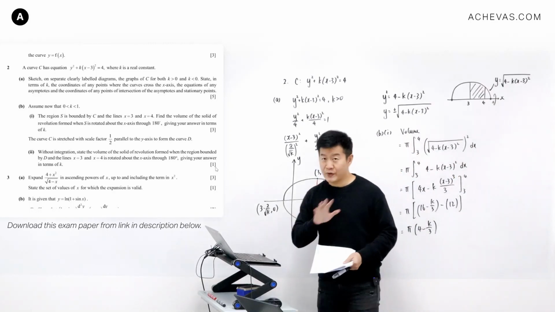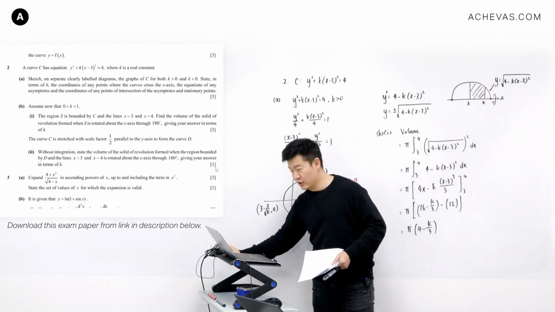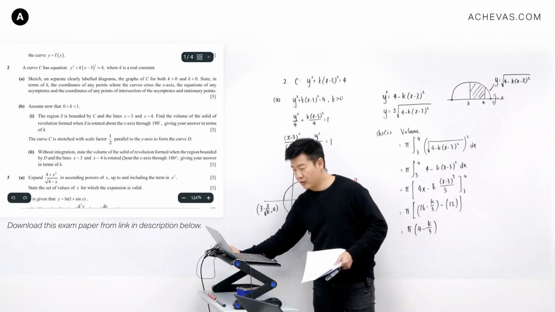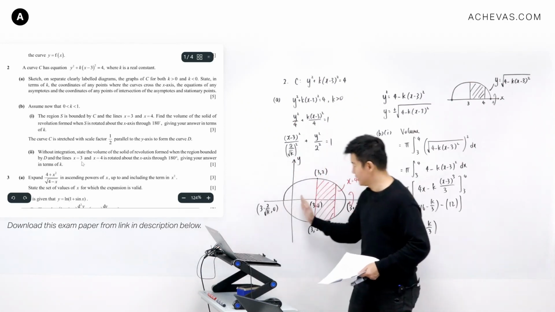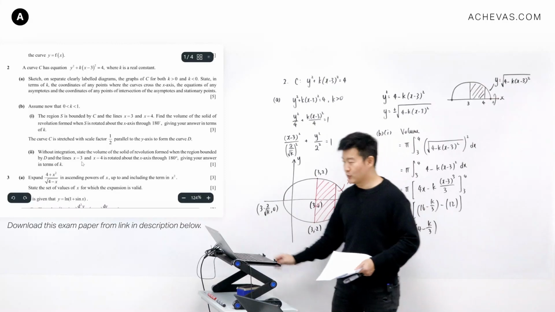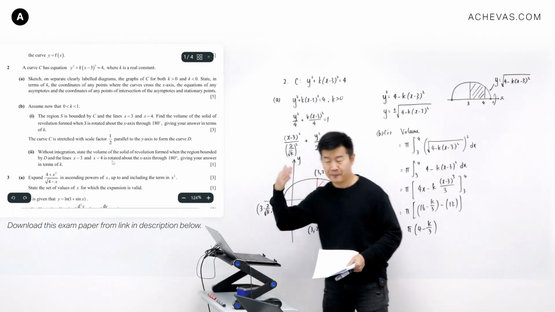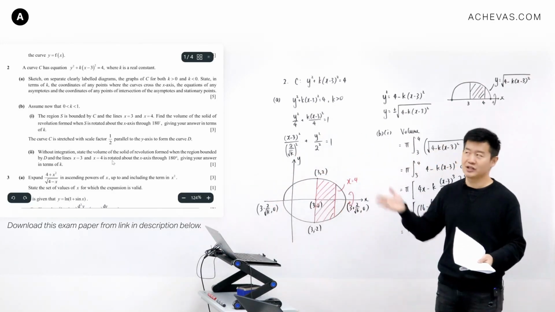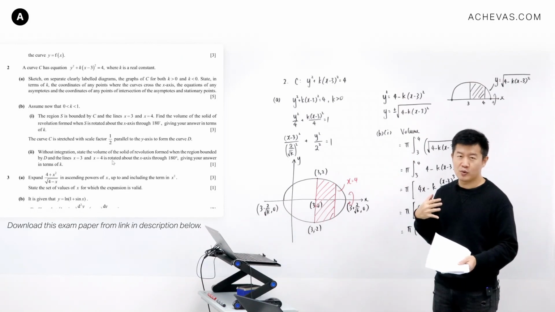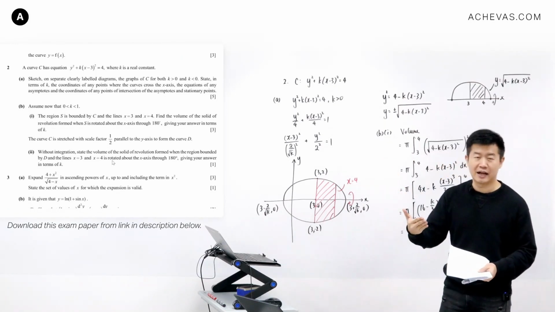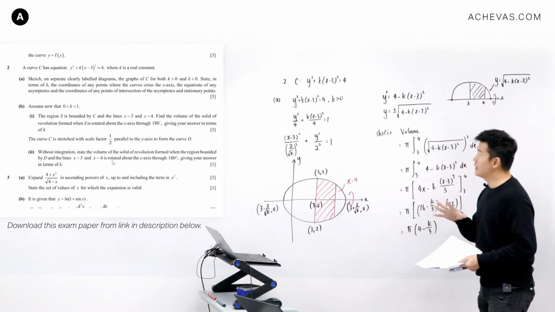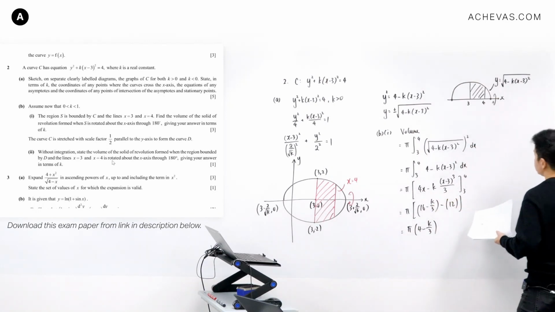And without carrying out any further integration, we are supposed to find the volume of this new curve. For the region that is bounded by this new curve and the line x is equal to 3, the same line, and x is equal to 4, it is going to be rotated by 180 degrees with respect to the x-axis. And it is just 1 mark, which means that we are expected to almost quote or state the answer for this last part. Let's take a look at the equation that we will be expecting.